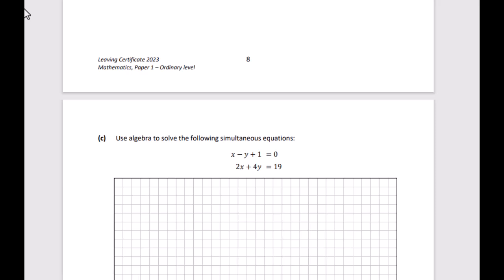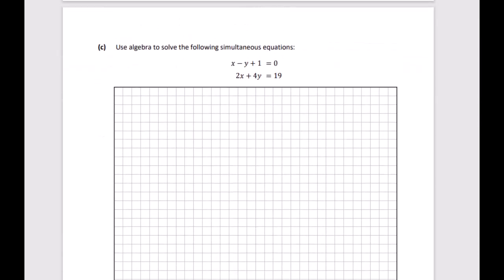Let's have a look at part C. So in part C, use algebra to solve the following simultaneous equations. X minus y plus 1 is equal to 0 and 2x plus 4y is equal to 19. Okay, so I'm going to just write those out. X minus y, I'm going to bring that 1 over to the other side, so it's minus 1. Second equation, 2x plus 4y is equal to 19. This is equation 1, this is equation 2.